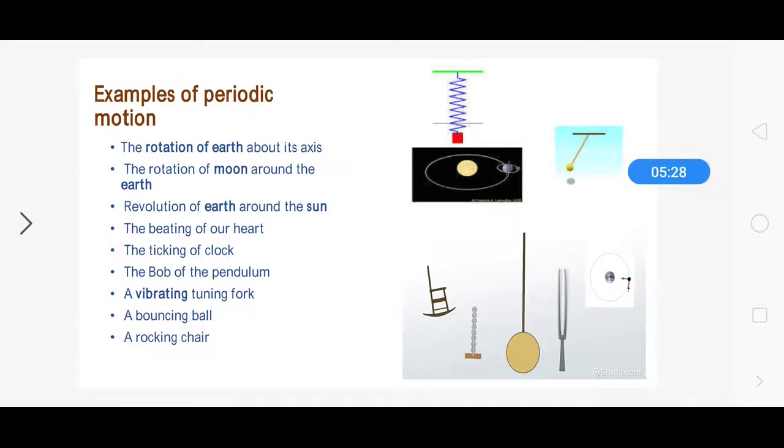Let us revise the examples once again. The rotation of the Earth around its axis, the rotation of the moon around the Earth, the revolution of the Earth around the sun, the beating of our heart, the ticking of the clock, the simple pendulum, a vibrating tuning fork, a bouncing ball, and finally a rocking chair. These are the examples of periodic motion. These are the motions which repeat at regular intervals of time, so they are known as periodic motions.